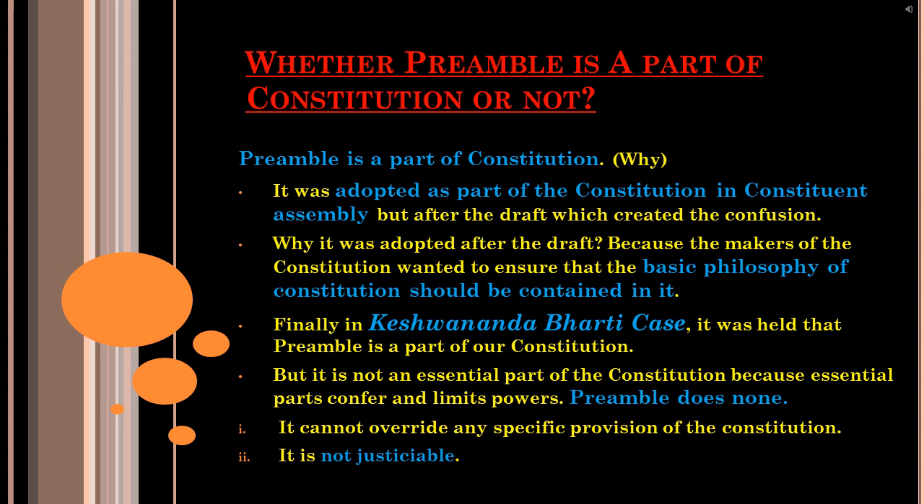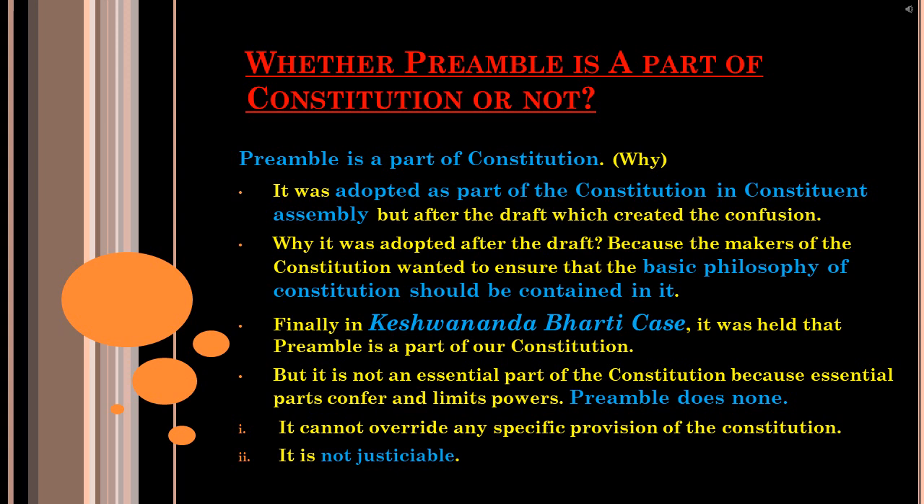But why was there a need of putting preamble in our constitution? It's because the makers of the constitution wanted to have a text to reflect the philosophy behind the establishment of our constitution, which is why they adopted the text called preamble into the draft of our constitution. And finally, in the landmark case of Keshwananda Bharti, it was held that preamble is a part of our constitution.